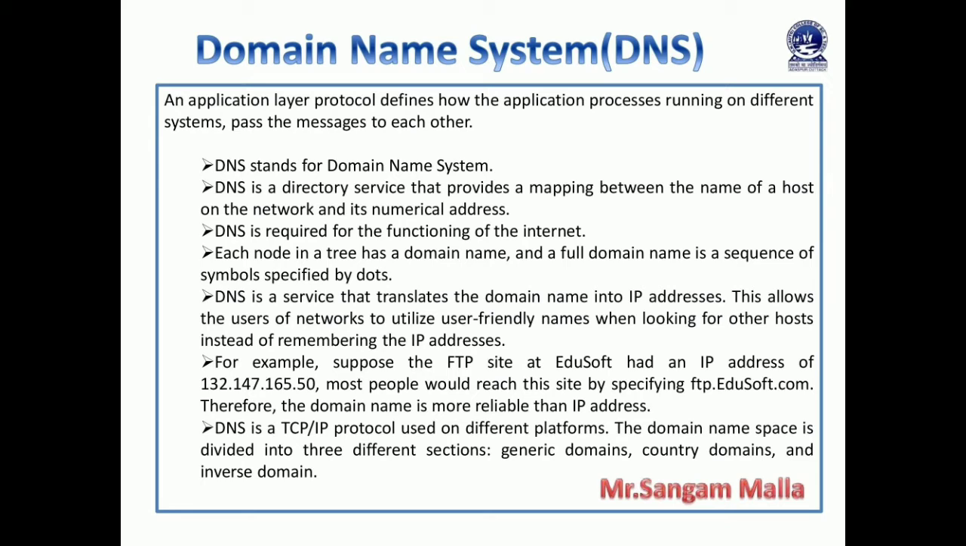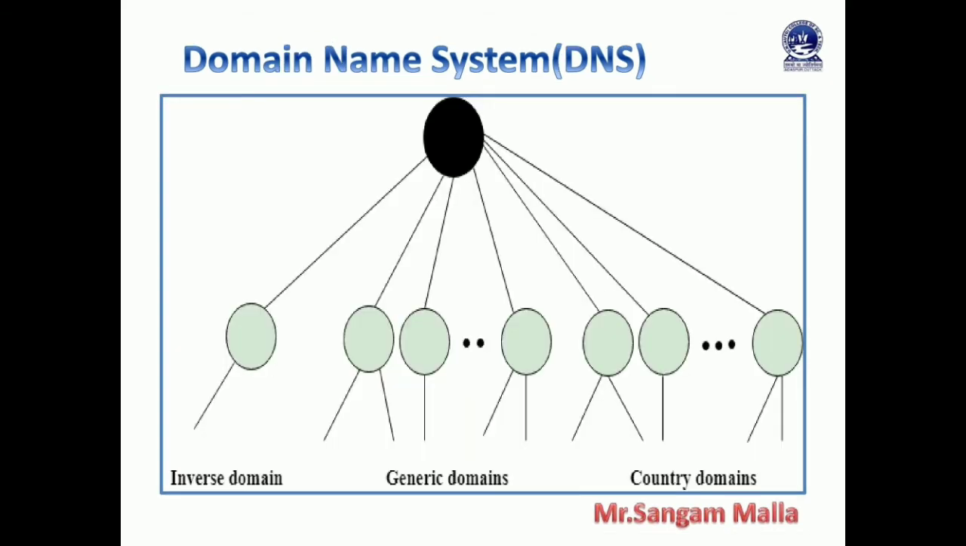Now we will be learning about each domain briefly. Now moving on to the next slide, you can clearly see the image over here showing the three sections of the domain name system. The first section is inverse domain, then comes generic domains, then comes country domains. You can see that there are a lot of inverse domains along with a lot of generic domains, and a list of country domains which constitute the domain name system. Now we will be learning more about inverse, generic and country domains.